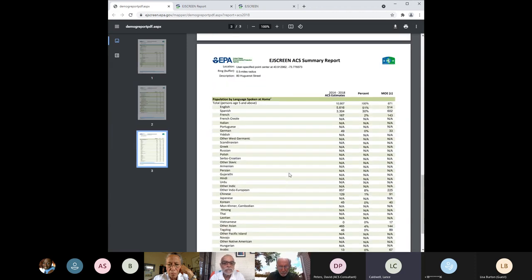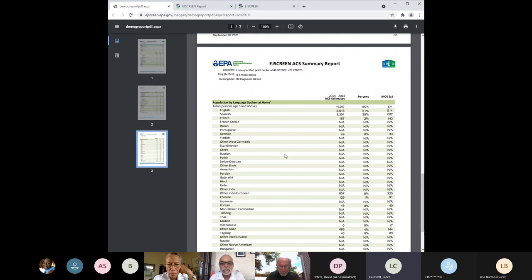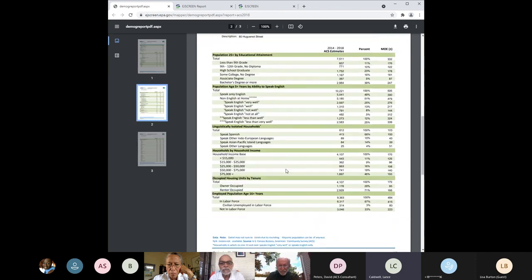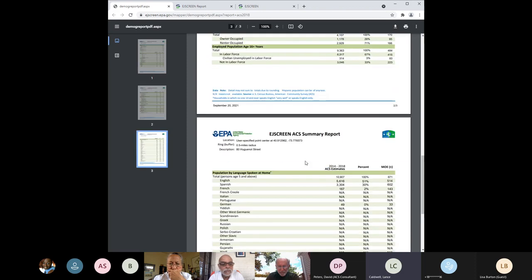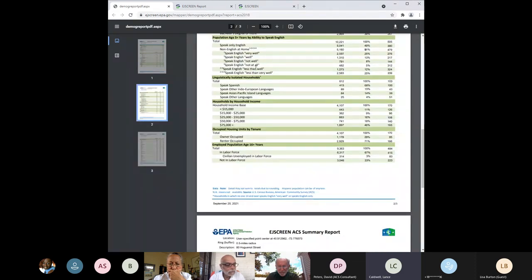One thing that we used probably the most at EPA, that it's probably the most interesting when you're doing community outreach, is the language portion. You can see the linguistically isolated households: 68% of households speak Spanish, and 51% speak a language other than English in the home. It doesn't particularly say which language.